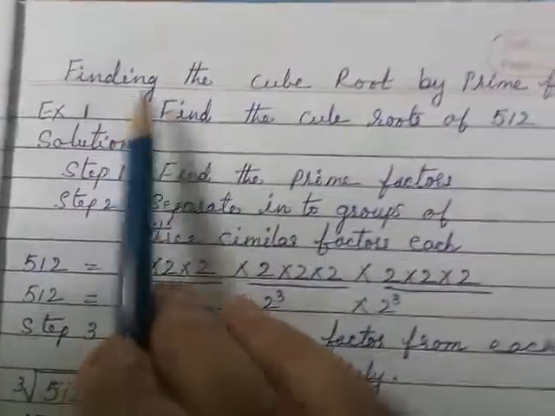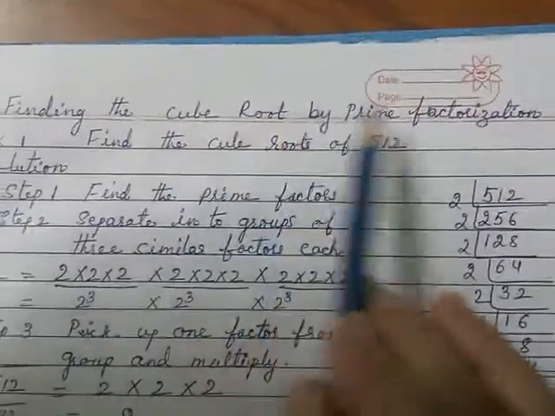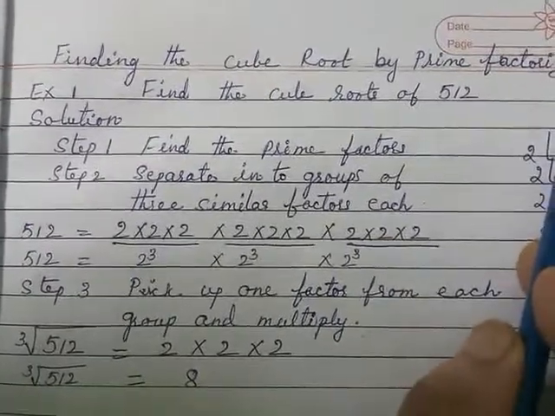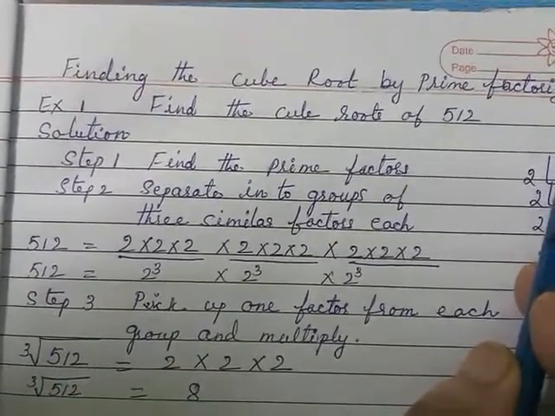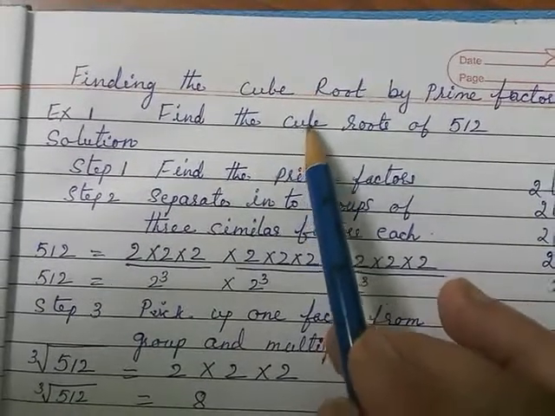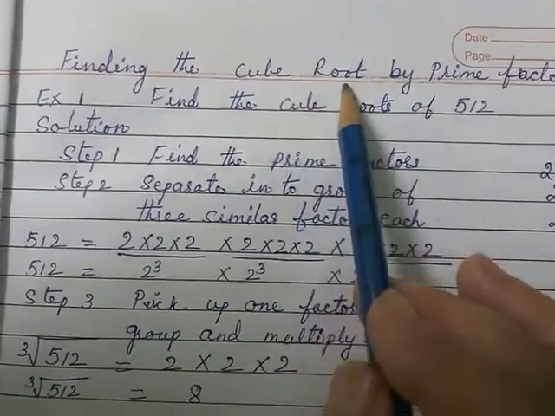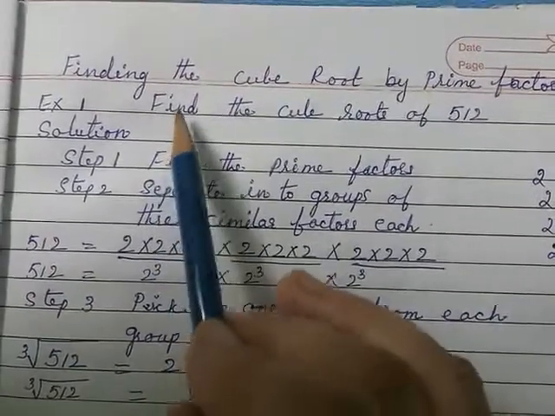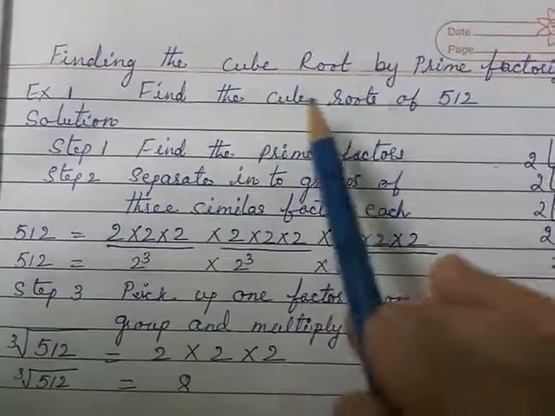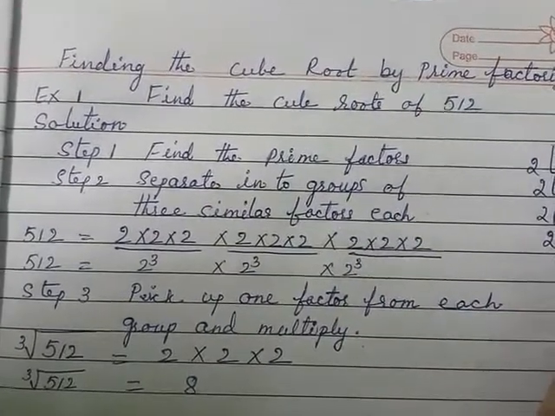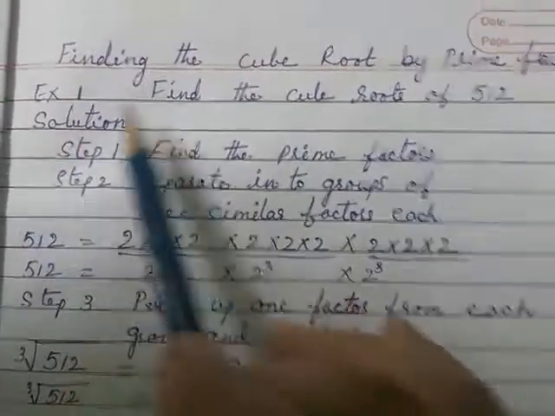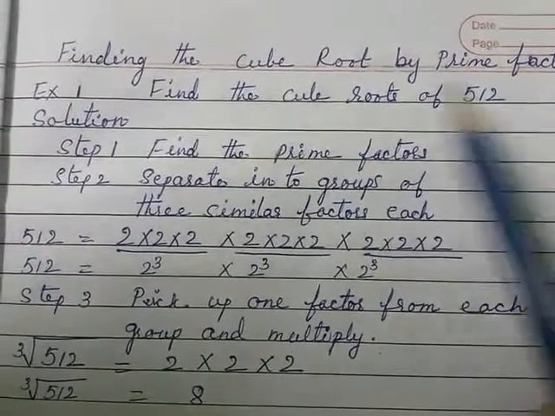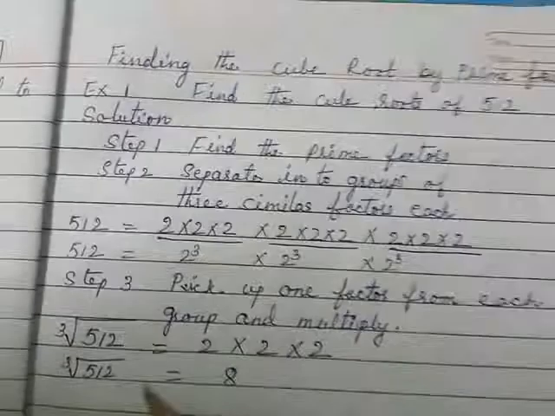Now, finding the cube root by the prime factorization method. In the previous video sessions, we have learned how to find the square root by the prime factorization method. And here we will find the cube root by the prime factorization method. For example, find the cube root of 512. Now, I have written the solution steps for you, children.